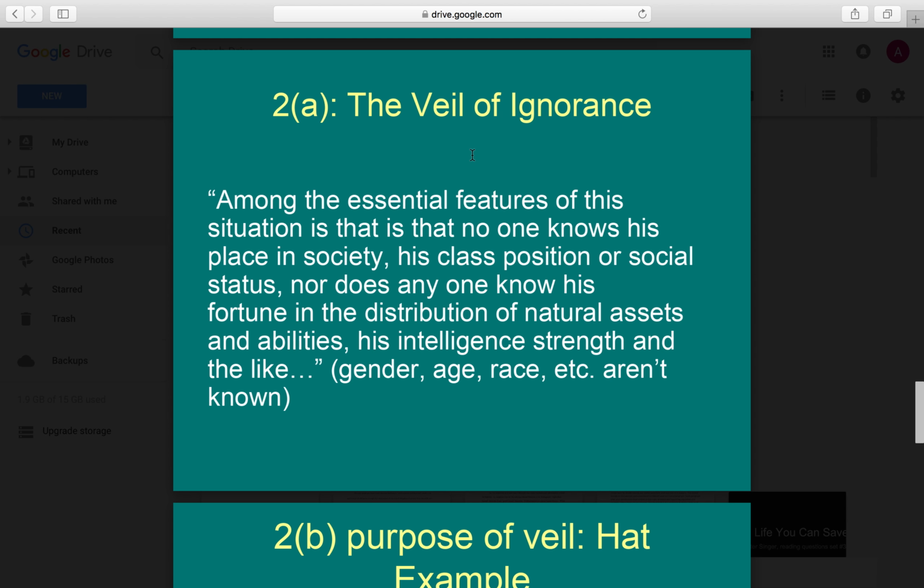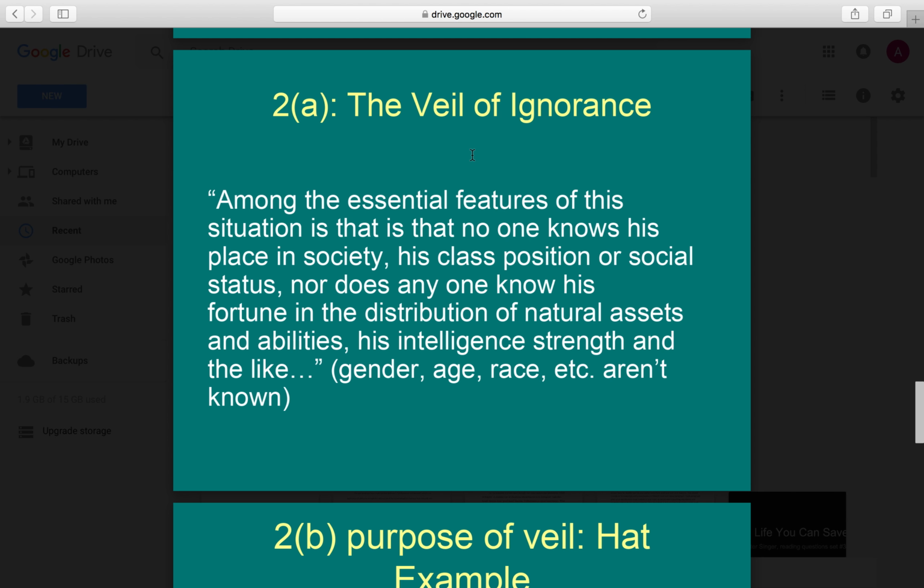Question 2a asked you to describe this state, or what it means to be behind the veil. This is how Rawls describes the veil of ignorance. Among the essential features of this situation is that no one knows his place in society, his class position or social status, nor does anyone know his fortune in the distribution of natural assets and abilities, his intelligence, strength, and the like. So all these features of the self are things one does not know.